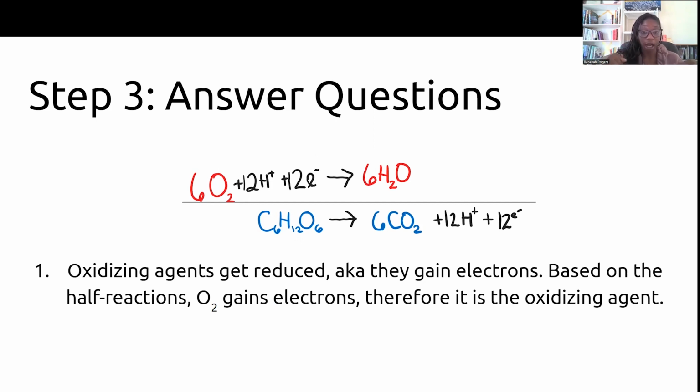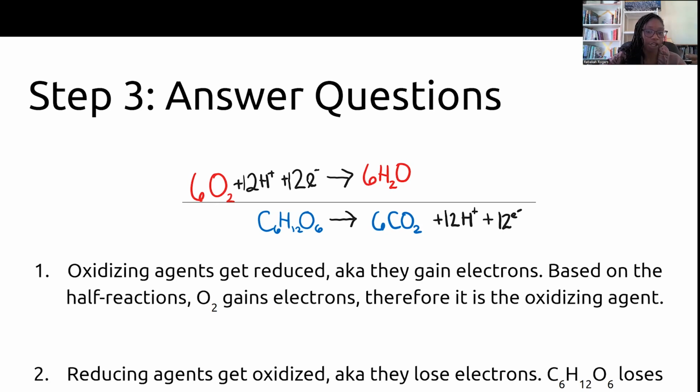In contrast, the C6H12O6 is losing electrons, and a reducing agent adds electrons to something else and is oxidized itself. So because this C6H12O6 is oxidized, it is reducing something else, therefore it is a reducing agent.